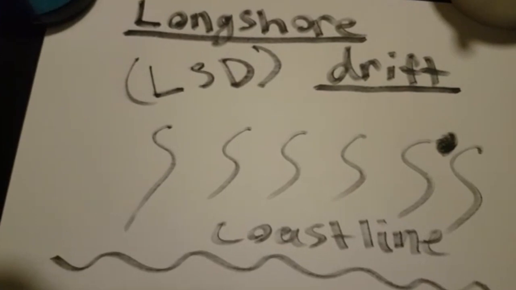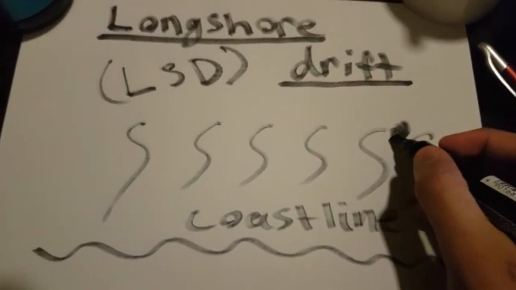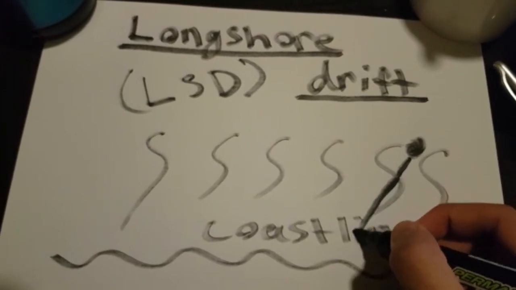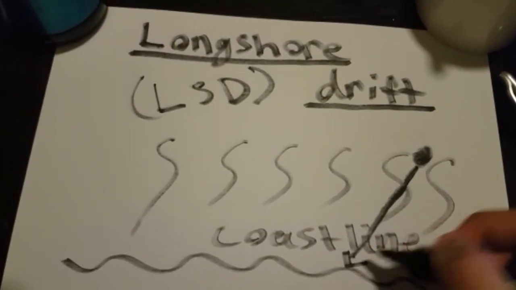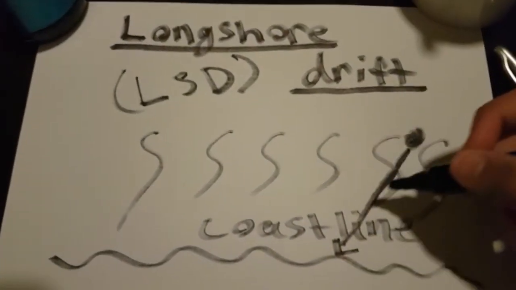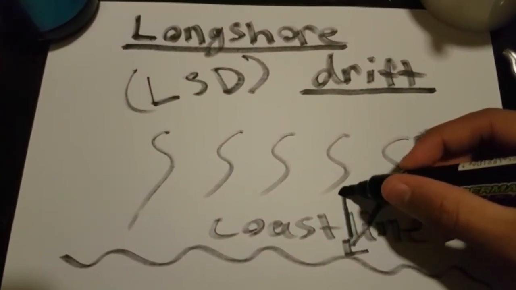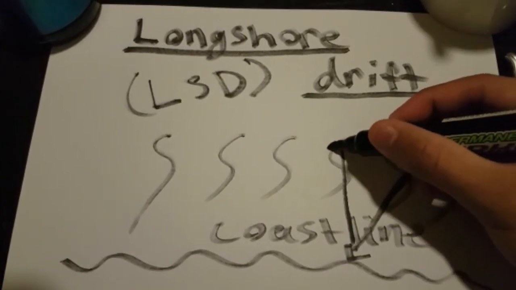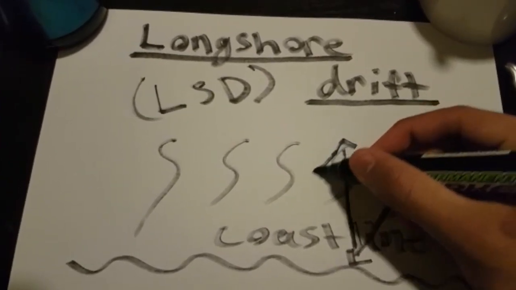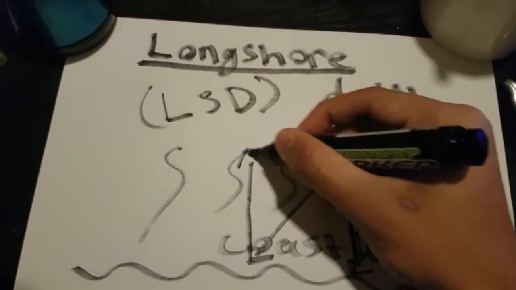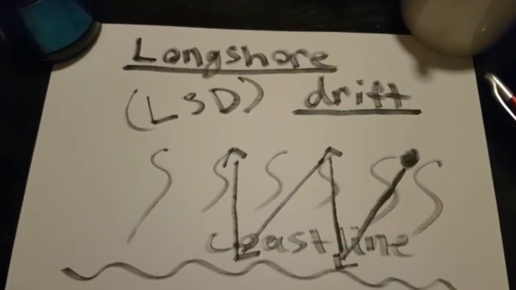And through a process called swash, it moves at about a 45-degree angle towards the coastline. Just like that. From there, through a process called backwash, it moves back into the ocean at a 90-degree angle. Just like that. And this process continues all the way, and that's basically how the sediment moves along the coastline.